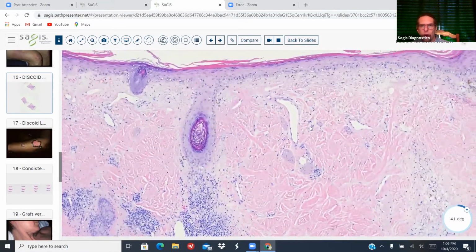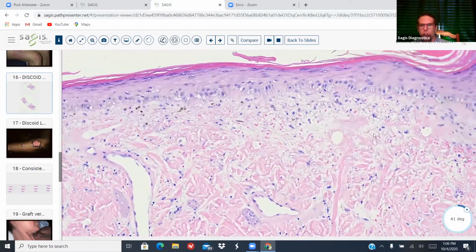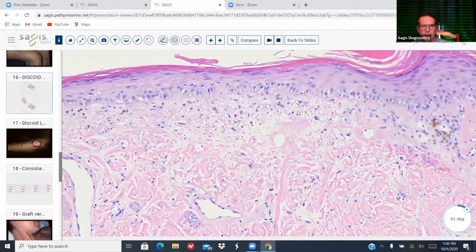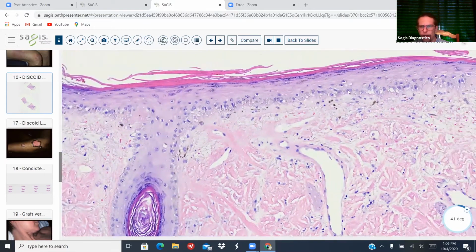But when we focus on the epidermis, we see that there are numerous necrotic keratinocytes. Let's see, so there was one here.